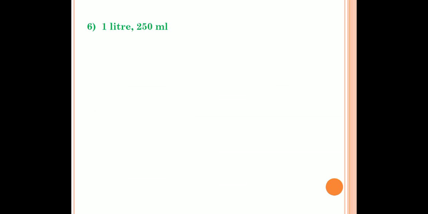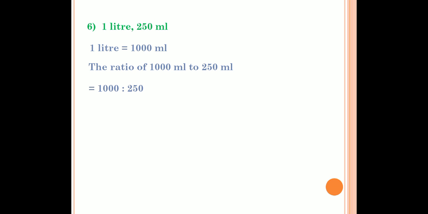Now the sixth sum, 1 liter and 250 ml. Over here also the units are different. So we convert liter into milliliter, that is 1 liter is equal to 1000 milliliter. Therefore, now we have converted and got it as 1000 milliliter. So our ratio will be 1000 milliliter to 250 milliliter. So that is equal to 1000 is to 250, that is equal to 1000 upon 250. Which table is common? 250. So 250 into 4 gives you 1000 and 250 into 1 is 250. So we are left with 4 upon 1, that is equal to 4 is to 1.